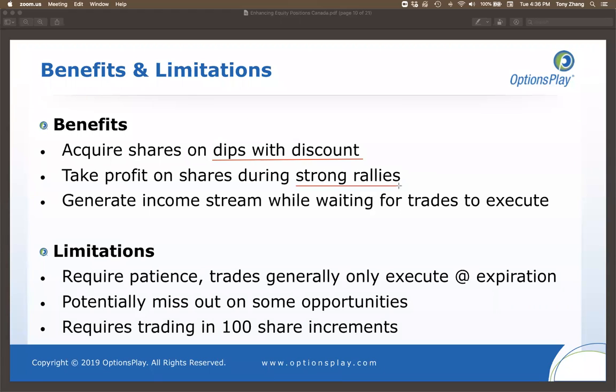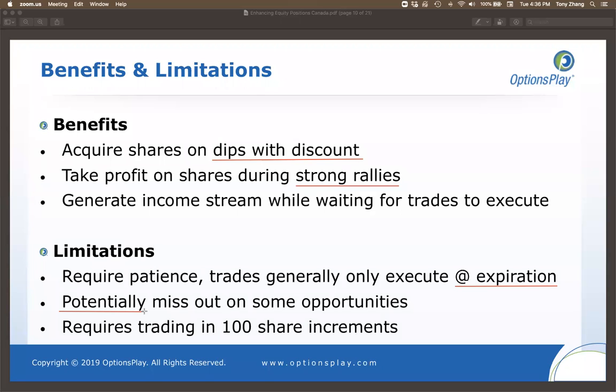Number one, this trade does require patience because generally speaking, when you sell a cash secured put and a covered call, they generally only execute at expiration. They can execute prior to expiration, but for the most part, you should expect them to execute at expiration. What that means is that you can potentially miss out on some opportunities. If that stock declines to $95 on the purchase side and goes right back above 95 just a few minutes later or within the same day, a limit order would allow you to execute that trade and own that stock at $95.